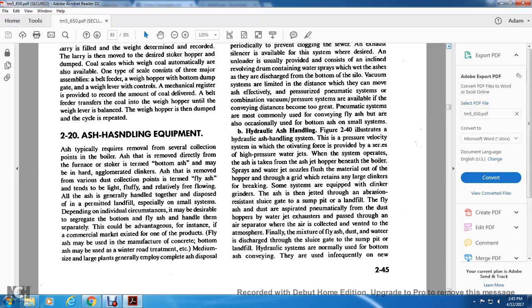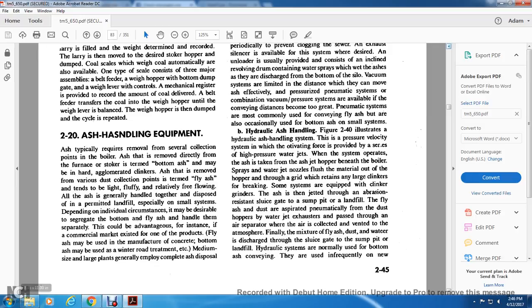All fly ash is generally handled together to dispose of in a permitted landfill, especially on a small system. Depending on the individual circumstances, it may be desirable to segregate the bottom and fly ash and handle them with separate systems. This is going to be an advantage in the instance where a commercial market exists. One of the products, fly ash, may be used in manufactured concrete. Bottom ash may be used in winter road treatment.